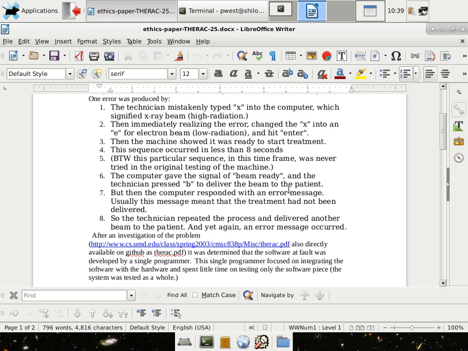Well, hopefully I have. And it was determined that the software at fault was developed by a single programmer. The single programmer focused on integrating the software with the hardware and spent little time on testing only the software piece. The system was tested as a whole, but the software itself was not tested.